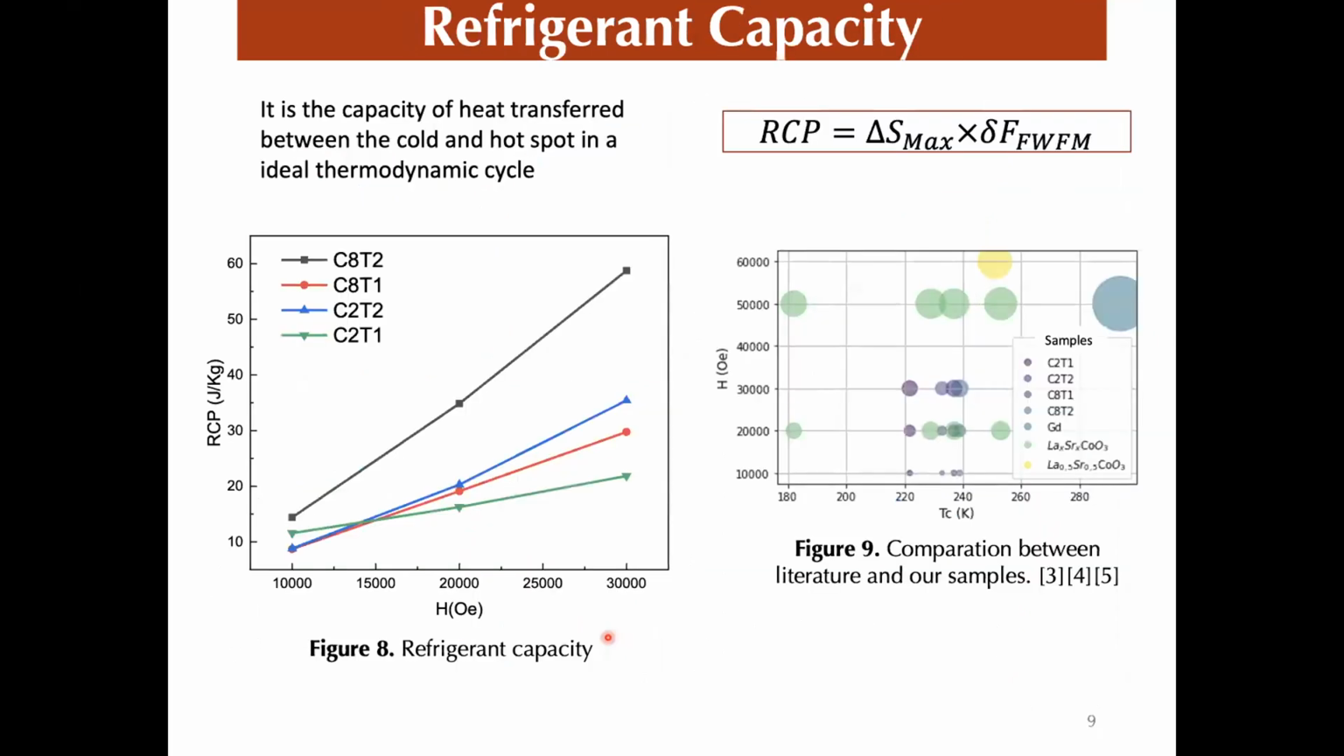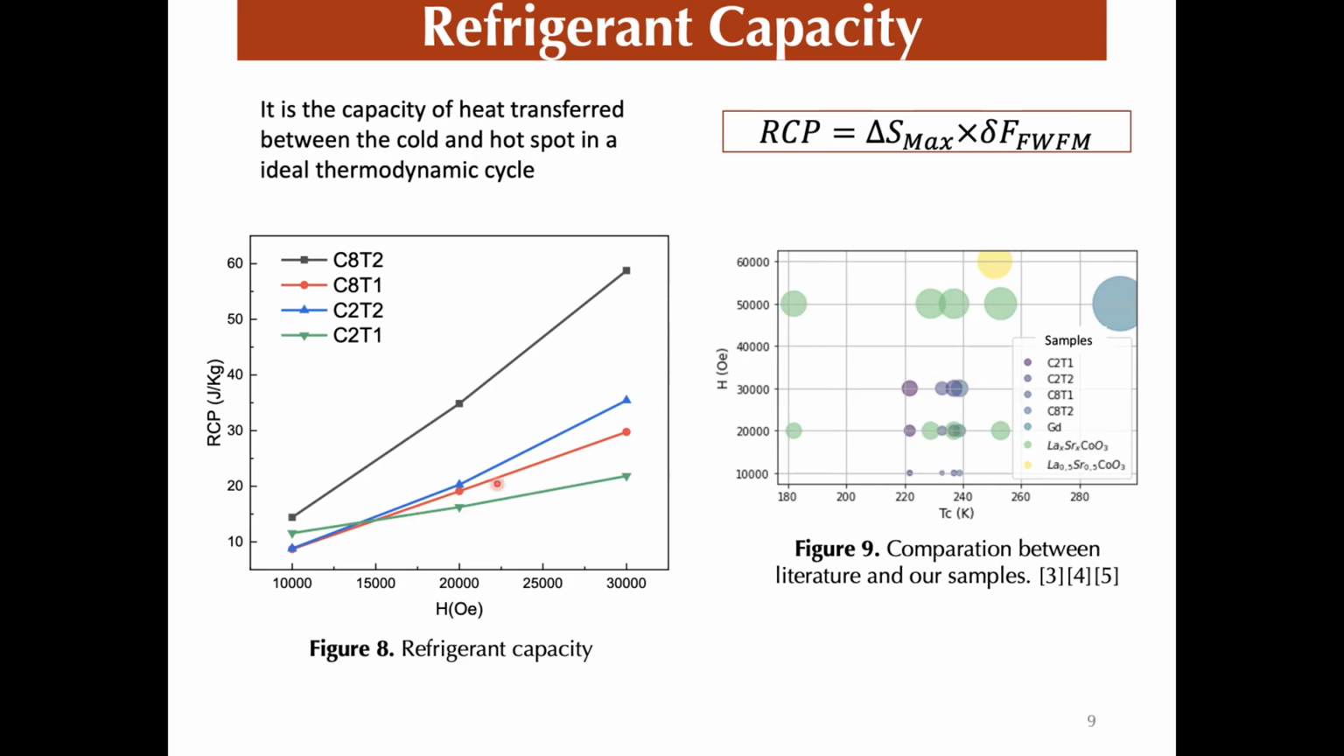From this curve, we can study the refrigerant capacity, that is the capacity of heat transferred between the cold and hot spots in an ideal thermodynamic cycle. How can we obtain this from the last curves? Using the magnetic entropy change and the width of the peak.